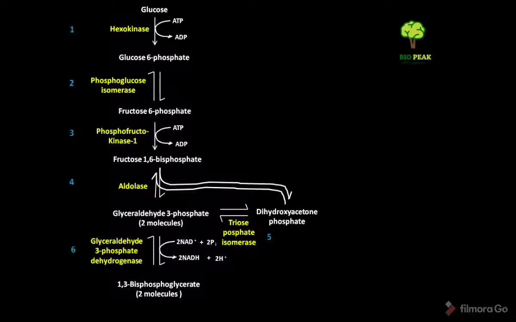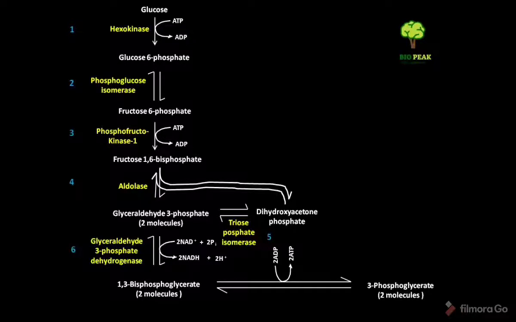Then 2 molecules of 1,3-bisphosphoglycerate reversibly form 2 molecules of 3-phosphoglycerate. In this reaction, the two ADP molecules are phosphorylated to form two ATP molecules. This phosphorylation process is called substrate level phosphorylation. This step is named step 7 and is catalyzed by phosphoglycerate kinase.